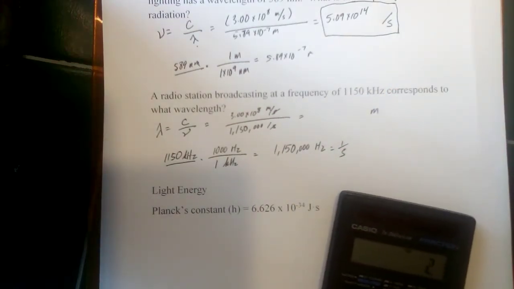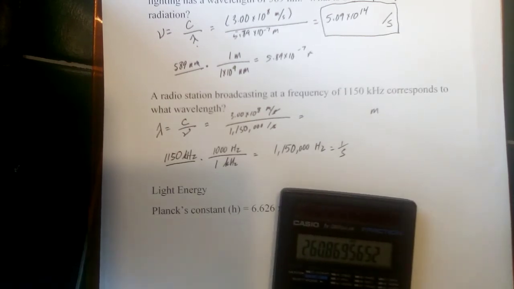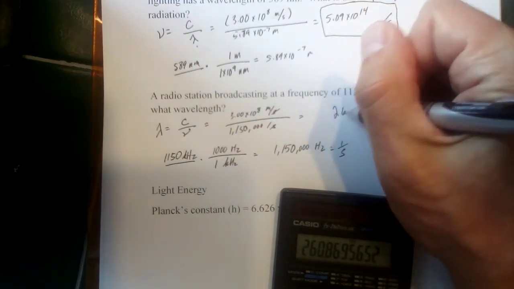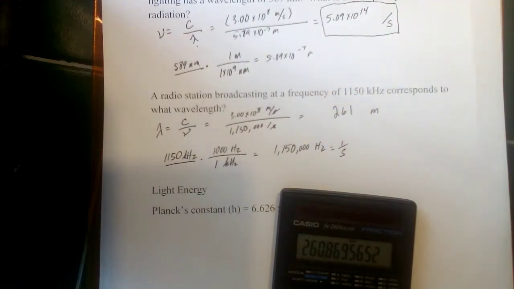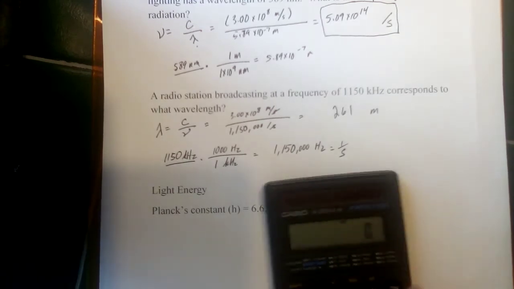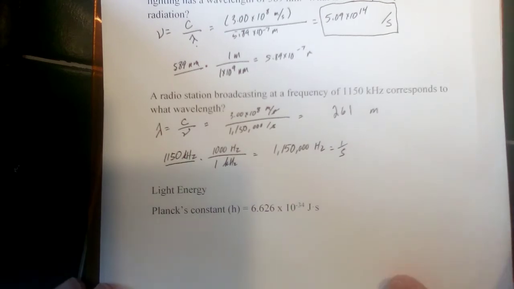So 3 times 10 to the 8th divided by 1,150,000. And that gives me, to three significant figures, 261 meters, right? And we talked about radio waves being on that side of the spectrum where they have really long wavelengths. So, right, 261 meters, that is a pretty big wavelength for our radio wave light.